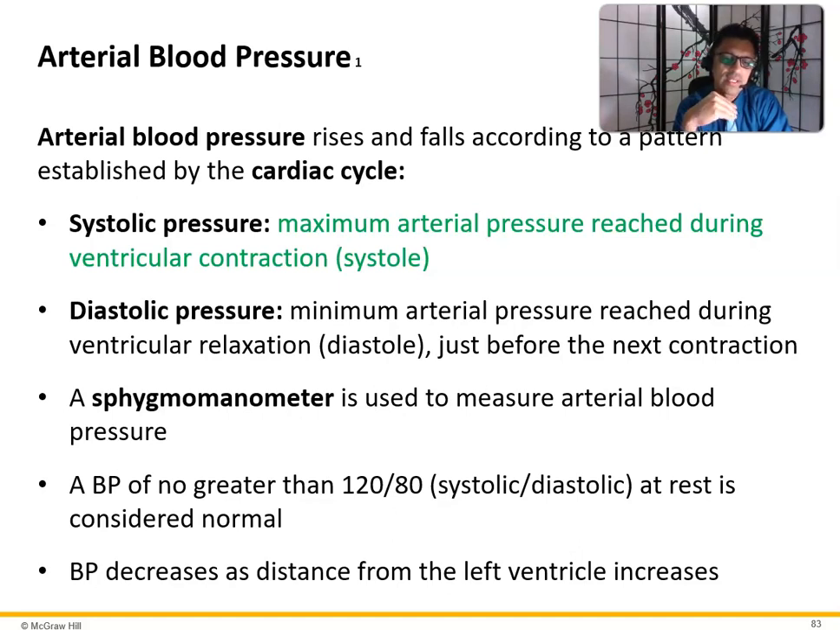Blood pressure decreases as distance from the left ventricle increases. So my blood pressure in my legs is going to be lower than my blood pressure in my arm because it's further away from the heart.